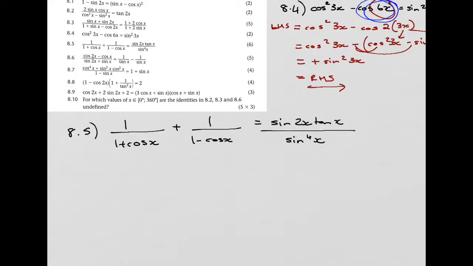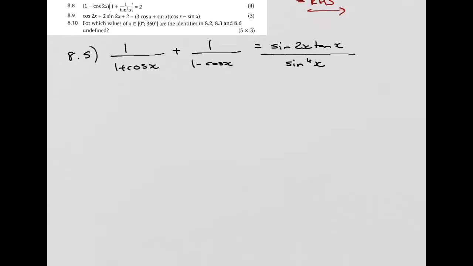Alright, so for question 8.5, it's for 6 marks, which generally means there's going to be stuff to do on both sides. Not always, but here I can see that the left-hand side and the right-hand side have lots of things for us to do. So choose whichever one you want to start with. I'm going to start with the left-hand side because that's the traditional thing that we work with.